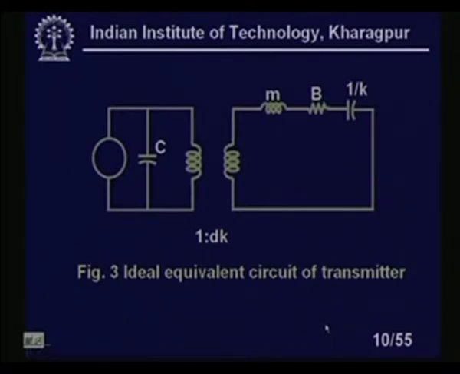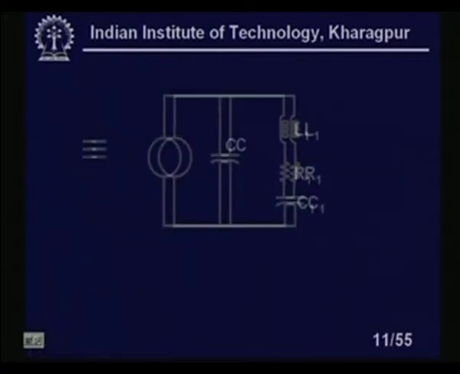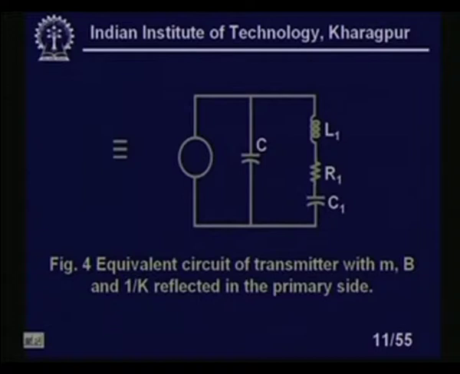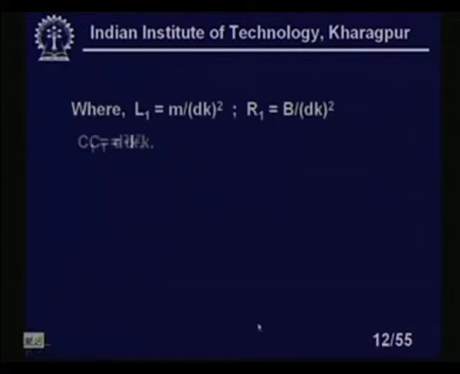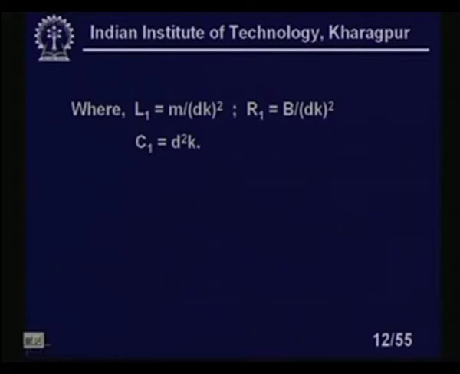Taking into account what we have assumed, this is the equivalent circuit of the transmitter with M, B and 1 by K reflected in the primary side. If I reflect it in the primary side, obviously I will get L1, R1, C1, which must be related to what we had previously on the secondary side by some coefficient, D. L1 equal to M upon D square, R1 equal to B upon D square, and C1 equal to D square into K, right.